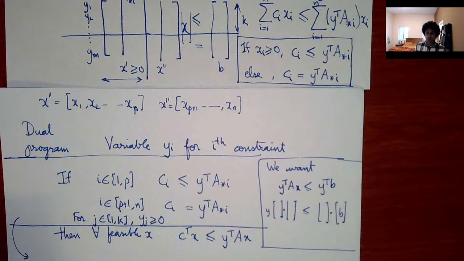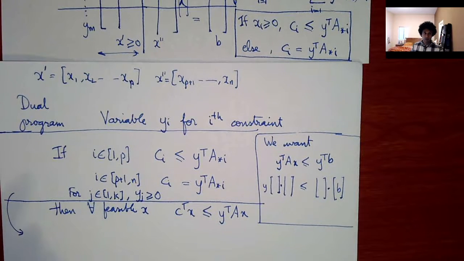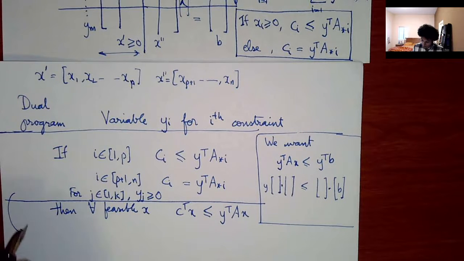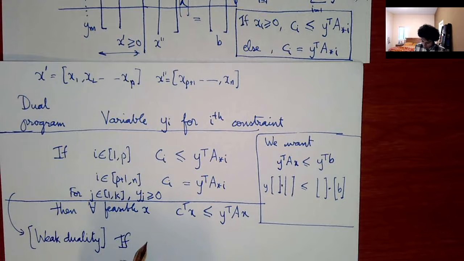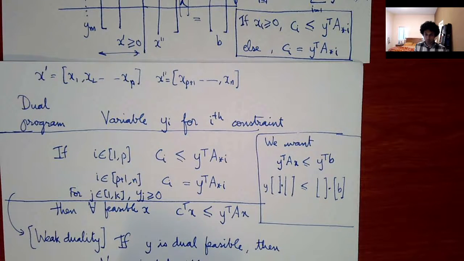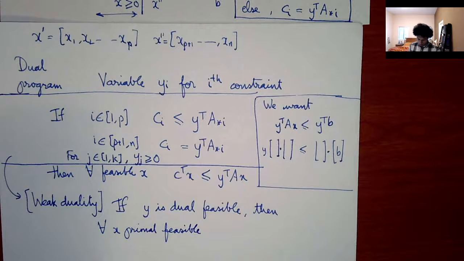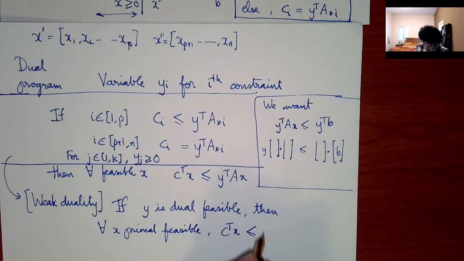So let me just write out the statement of weak duality. That if y is dual feasible, then for all x primal feasible, so primal is the original program, right? Primal was the original program. So for all x that are primal feasible, C transpose X is at most Y transpose B. This is our main theorem. So I'll go ahead and prove this.